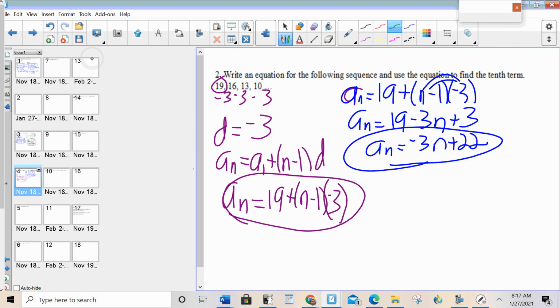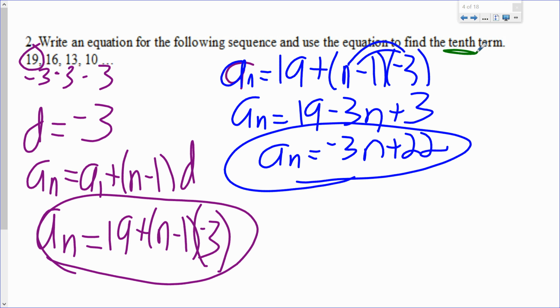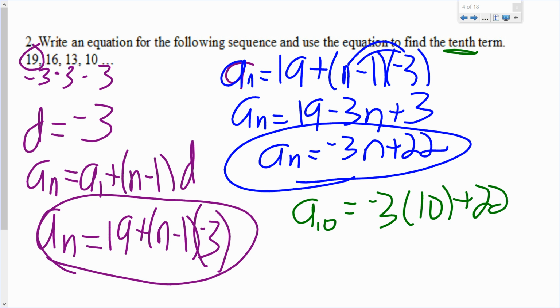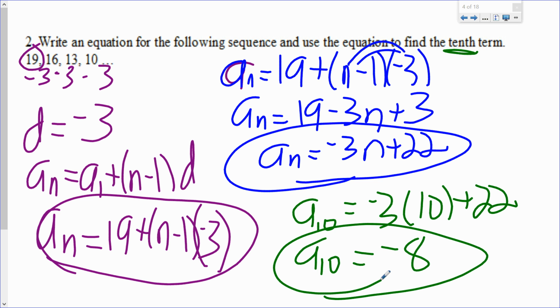Now it wants me to find the 10th term. So to find the 10th term, I replace n with 10. The point is, once I have an equation for the sequence, I can find whatever term I want. And that is -30 plus 22. You can use a calculator if you need to. That's -8.